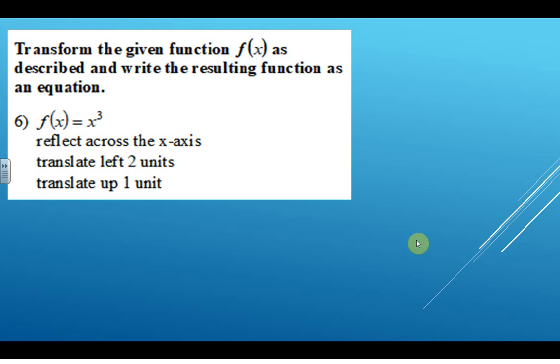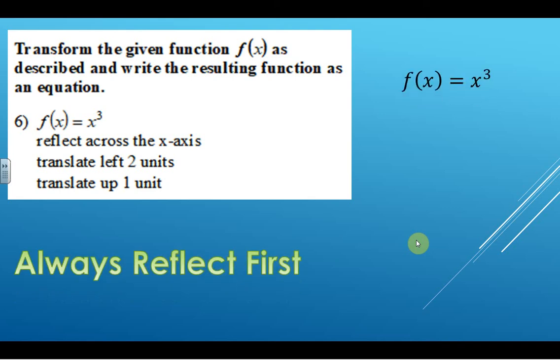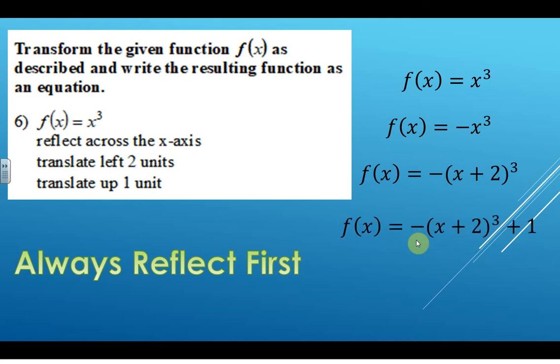Okay, last one. Last one for real. Transform the given function as described and write the resulting function as an equation. So we're doing 3 things. Reflecting across the x-axis, translating left 2 units, translating up 1 unit. Always reflect first, it's easier. There's our reflection. Okay. Then left 2, then up 1. You do not have to show it in 3 separate steps in function notation.